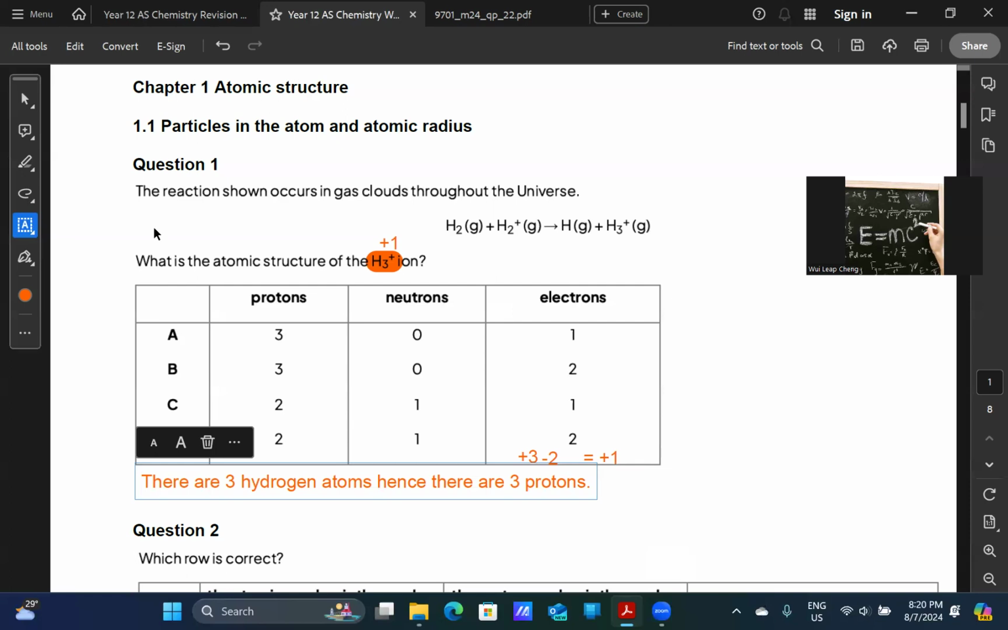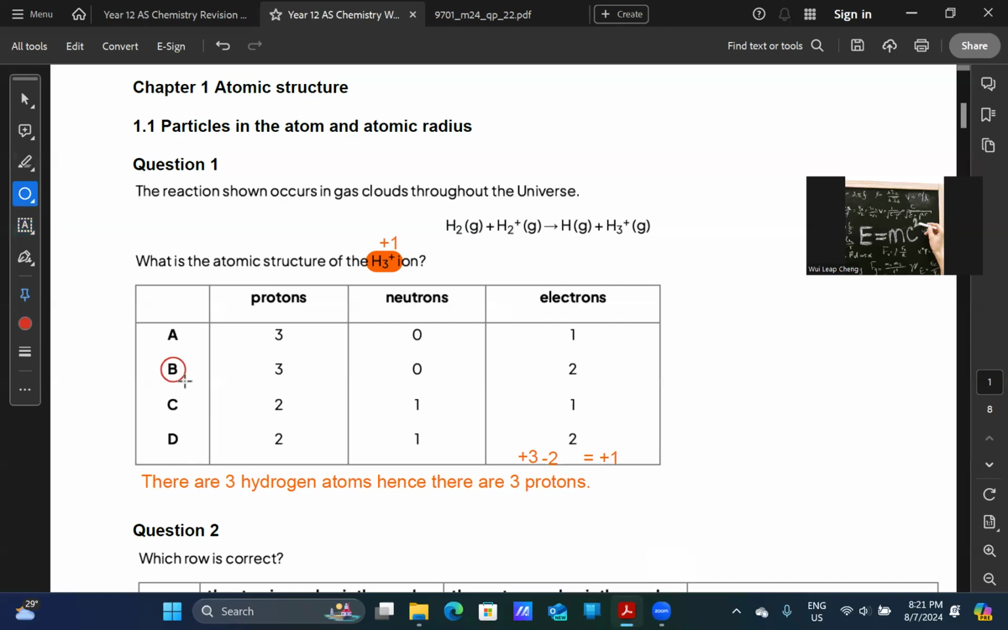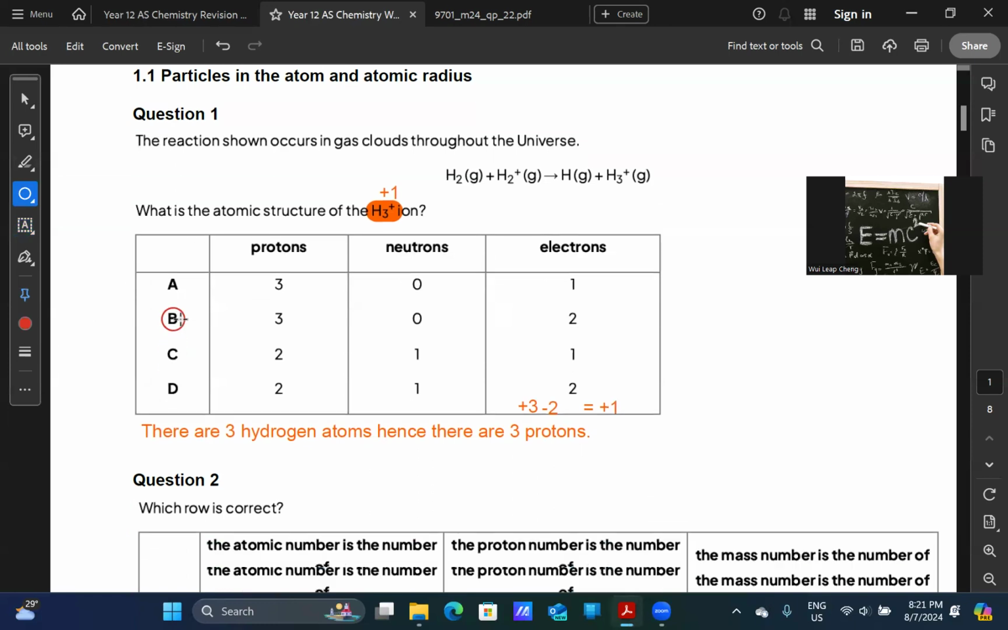And you know that hydrogen is the only element without a neutron. In this universe, hydrogen is the only element without a neutron. Please take note. Okay. So the answer is B. Next one.